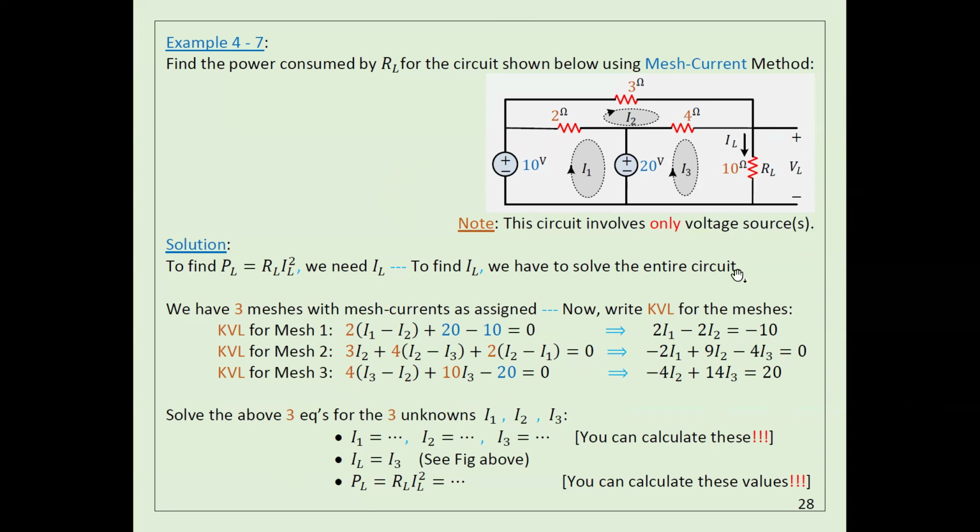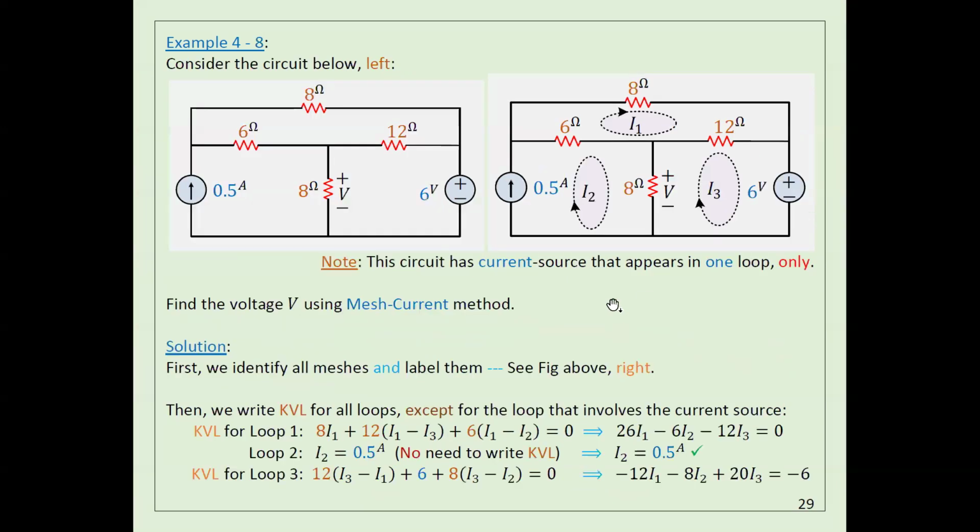Actually, here I'm asking you to find the current IL, okay? IL is actually equal to I3. So once I find I3 here, it's the same thing as IL. Let's have one more. Any questions?